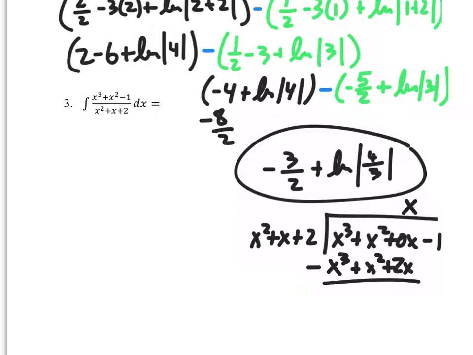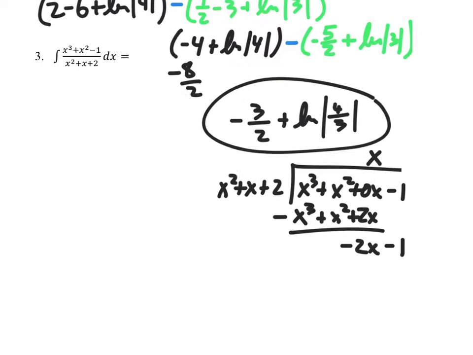Okay, subtract. Those disappear, and x cubes and x squareds disappear. I get a negative 2x minus 1. Because the x squareds disappeared, I won't have a constant term up here. So what I have here is actually my remainder.